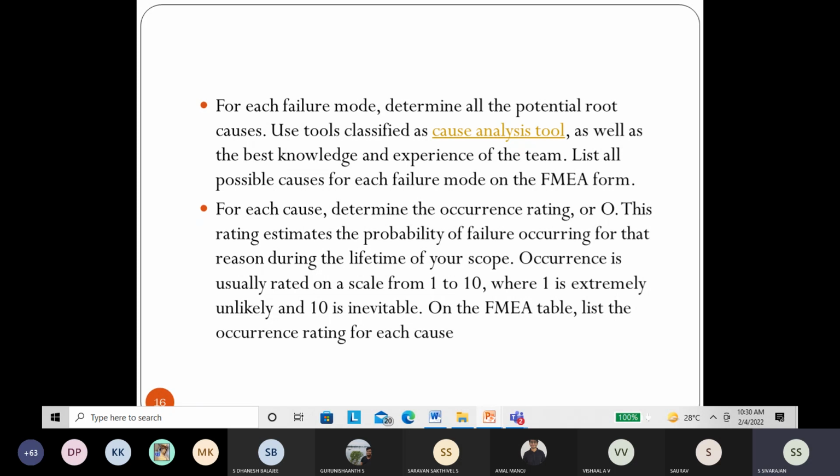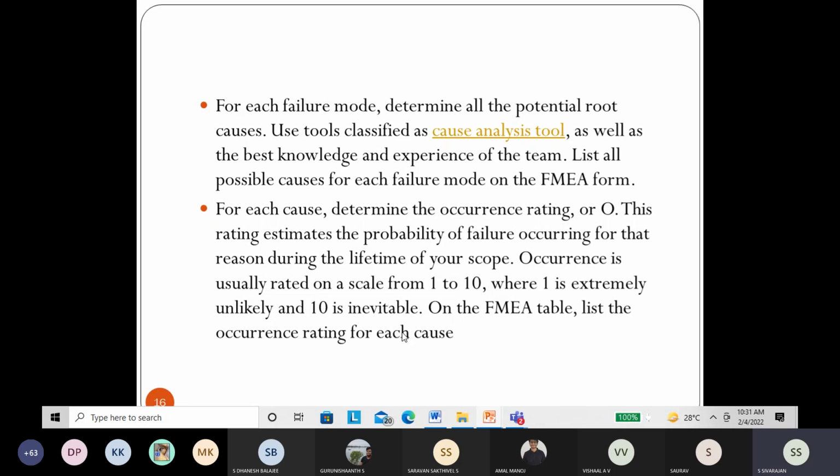Next, you find out all the potential causes, just like cause and effect. This is for finding out whether it is occurring frequently. This is for the occurrence rating. So for each cause, you determine the occurrence rating. This rating estimates the probability of the failure occurring for that reason during the lifetime. Occurrence is usually rated on a scale of 1 to 10. 1 means extremely unlikely, very rarely. 10 means inevitable, so frequently occurring.